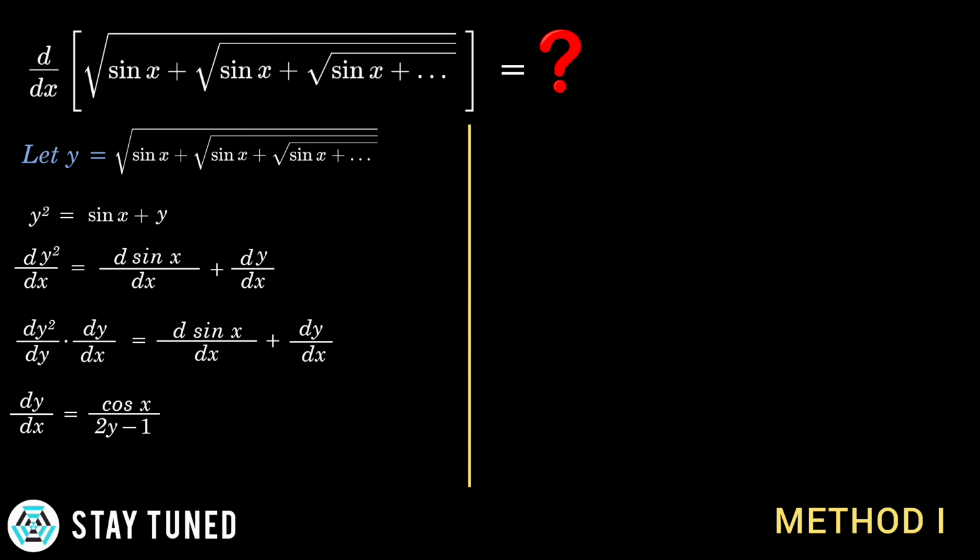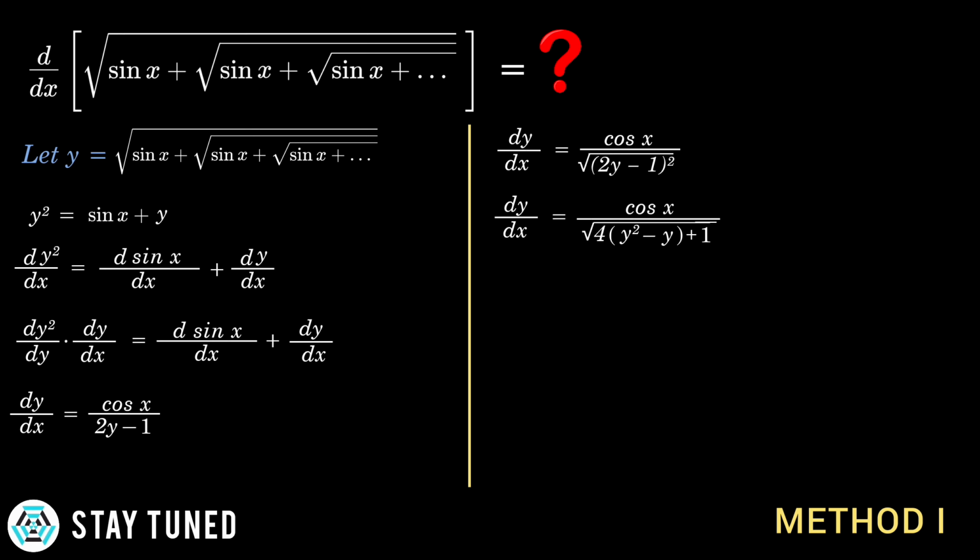Now, from the basic law of exponent, we will write 2y minus 1 as square root of 2y minus 1 whole squared. In the next step, we will expand 2y minus 1 whole squared to get 4y squared minus 4y plus 1. Then we will take 4 as common from the first two terms to get a factor of y squared minus y. Now, on having a closer look at the second step of our solution, we will come to a conclusion that y squared minus y is actually equal to sine x. So we will substitute this in our current step.